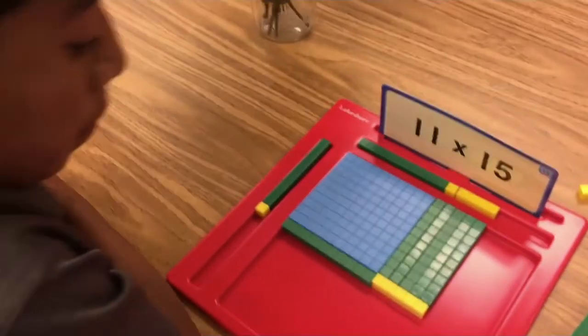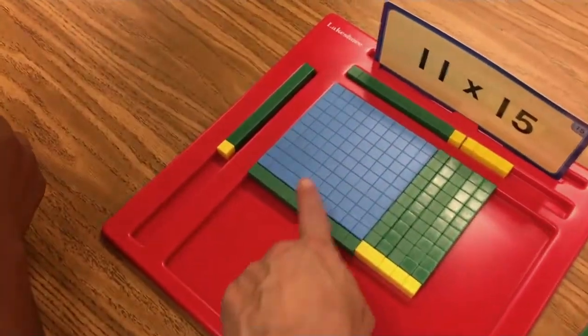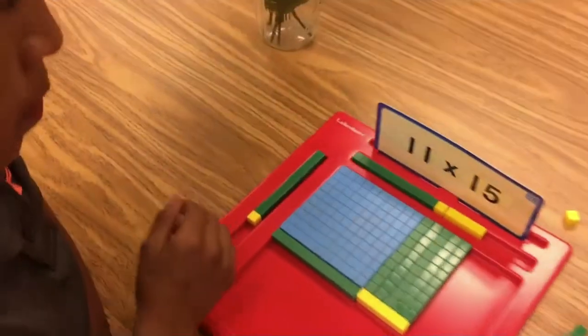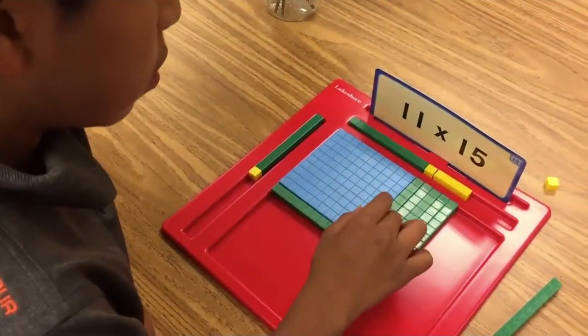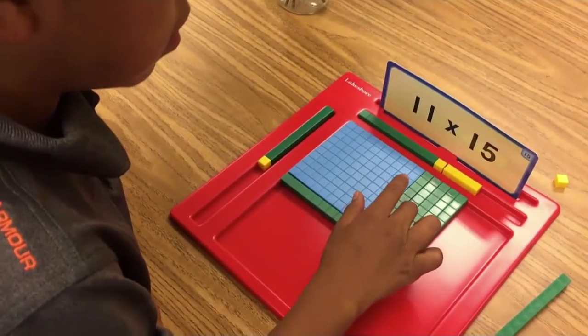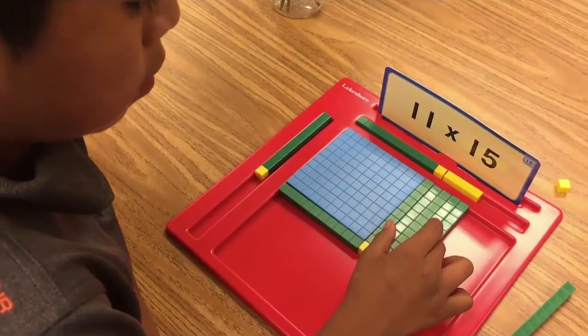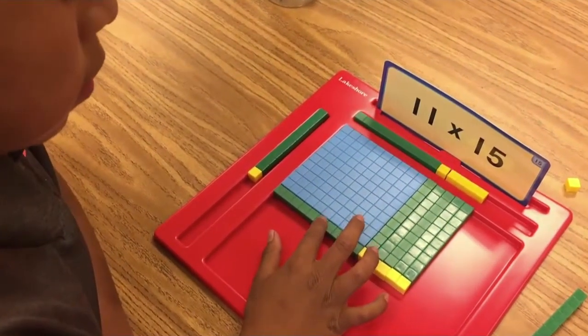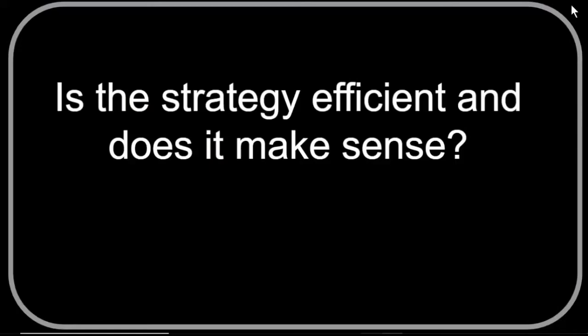What is the product of 11 times 15? 11 times... Let's add up all of the partial products. What would the total product be? 100, 110, 120, 130, 140, 150, 165. 165.